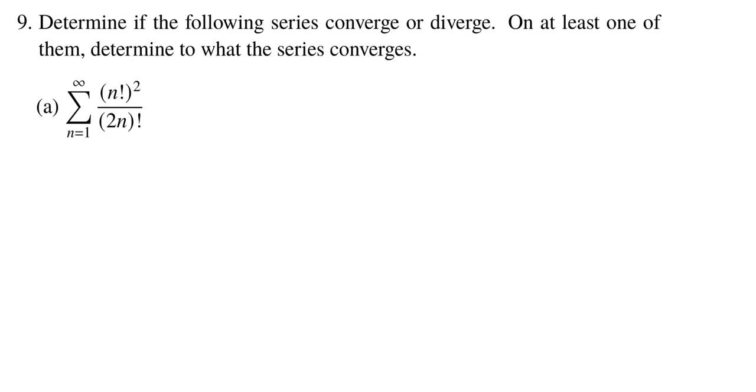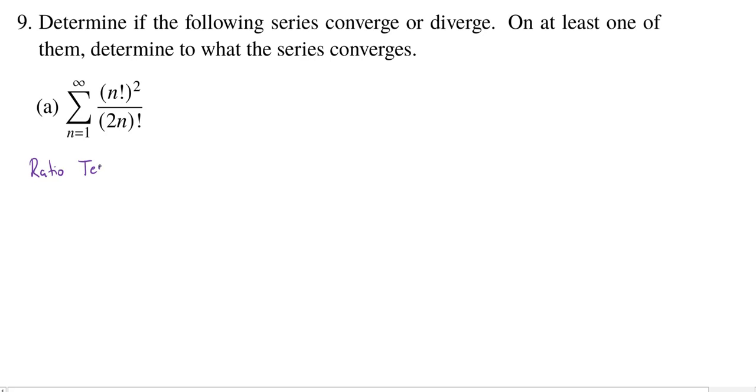Let's take a look at this particular series. The first thing I notice is that I have factorials. Factorials always make me think of the ratio test. Fine. Well, let's see what I have. I have a factorial squared, and then I have double n factorial. They're both growing very, very quickly to infinity, and it's just a matter of who's going to win out, the n factorial squared or the 2n factorial. All right, so let's try this ratio test.